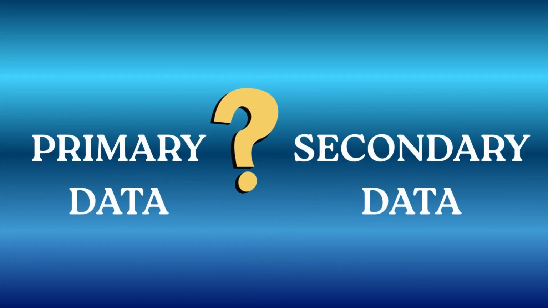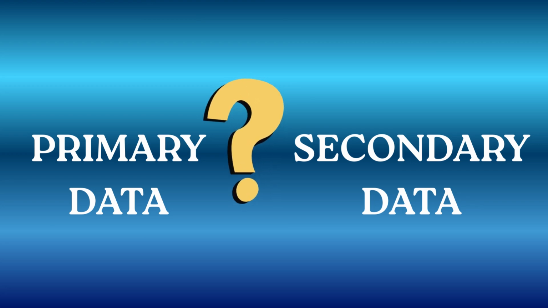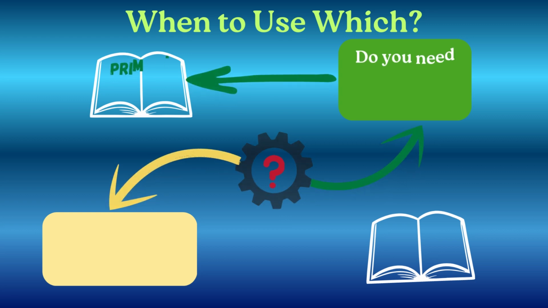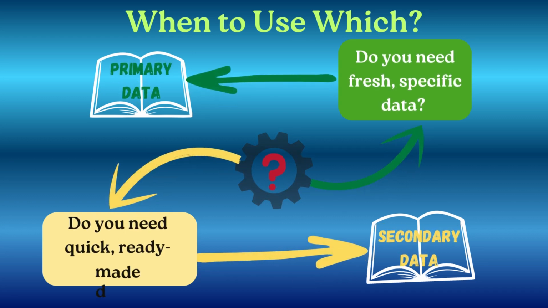Now, the question is when should you use primary data and when should you rely on secondary data? And here is the answer. Use primary data when you need accurate, specific insight for your exact purpose. For example, a company launching a new app may survey users directly to understand their needs. And use secondary data when you need quick, broad insights or when resources are limited. For example, that same company might use industry reports or competitor research to save time.